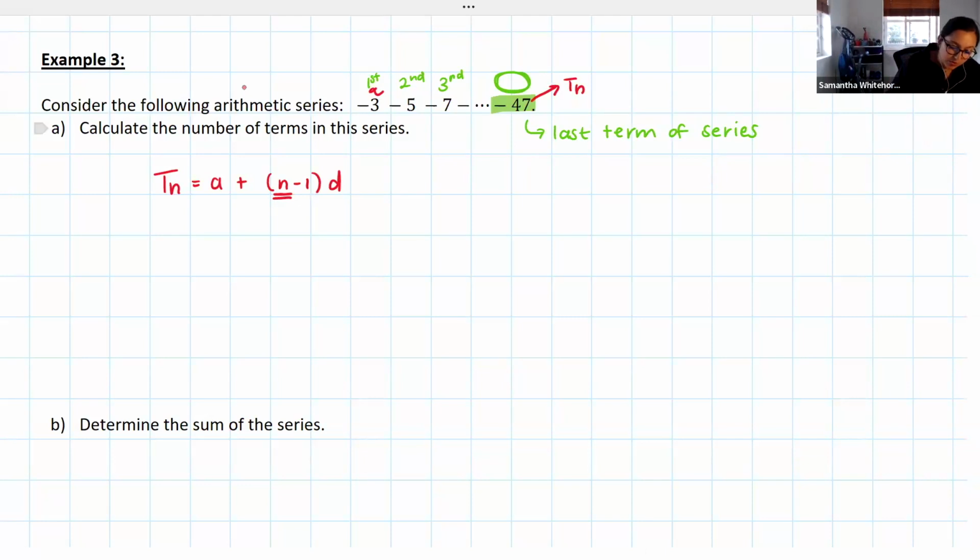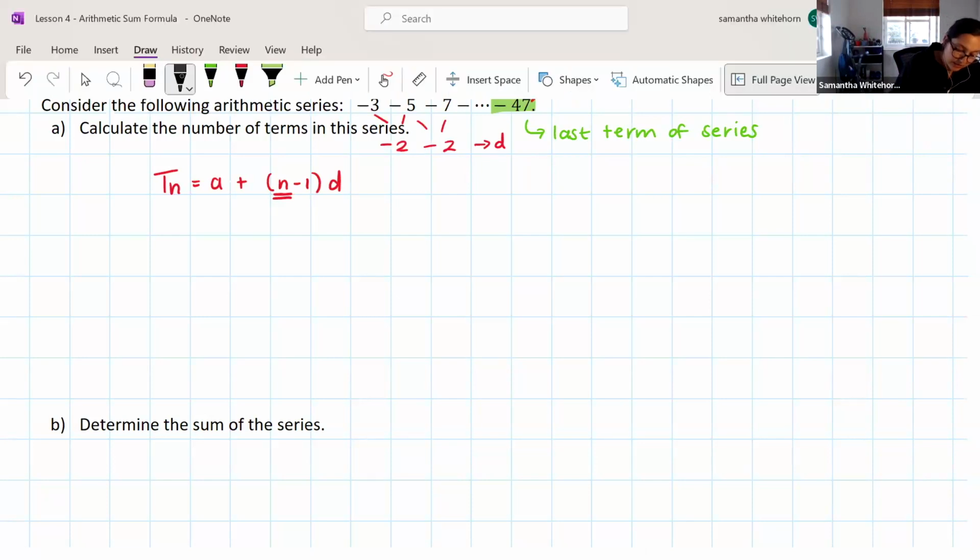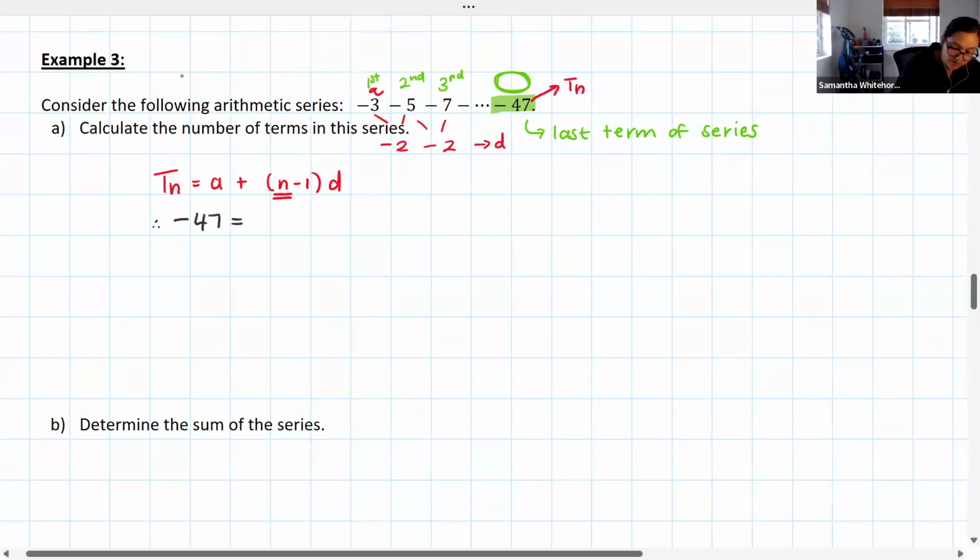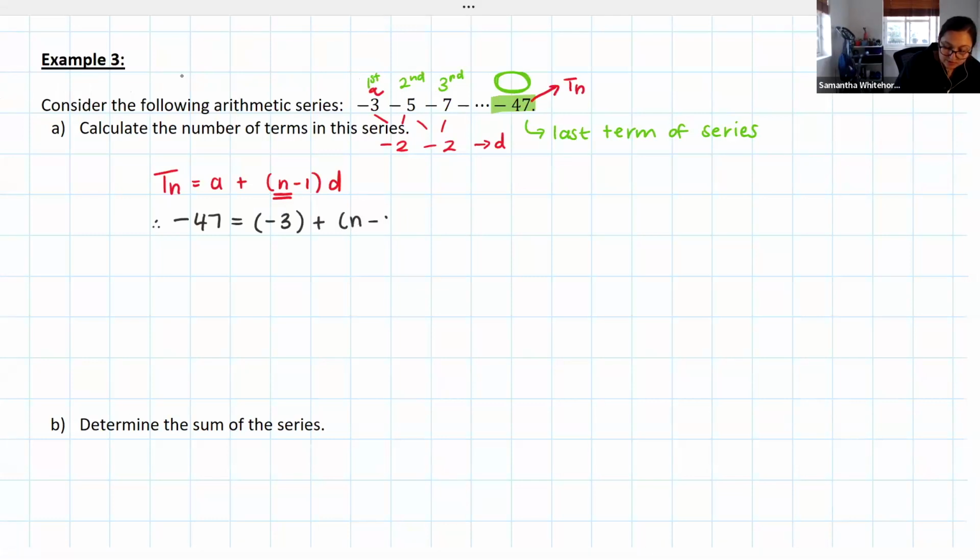So if we quickly just work out our difference, I can see that each time I'm subtracting 2, so my constant difference is -2. And now I can just substitute into my formula. So Tn is the -47, I know the value. A is -3 plus n minus 1 times that -2. And all we now do is solve for n. Now guys, there's lots of different ways you can use your inverse operations here to solve for n. It's really up to you.